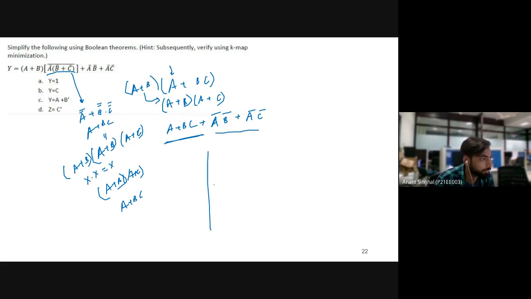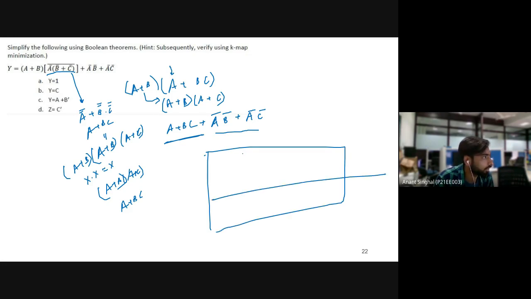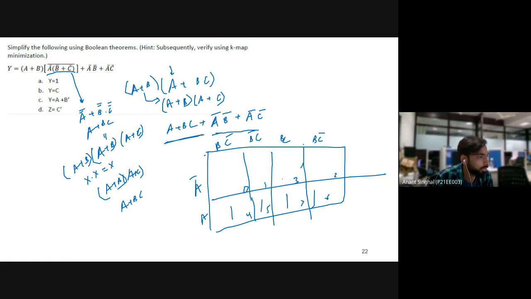Is it clear? So if I use K-map, okay, so there are three terms only. Sorry, I made it very big. So this will be 0, 1, 3, 4, 5, 6, 7. This will be A bar, A, B bar C bar, B bar C, B C, B C bar. So the terms are A. So the A row will always be 1. Then the next term is BC. So this column will be 1.